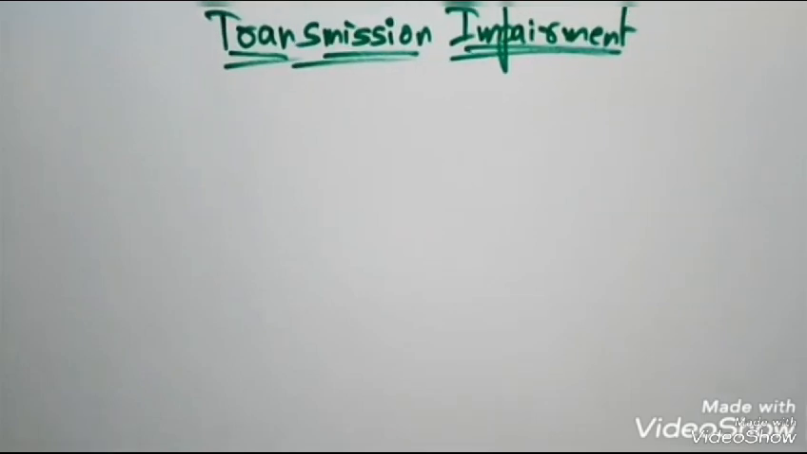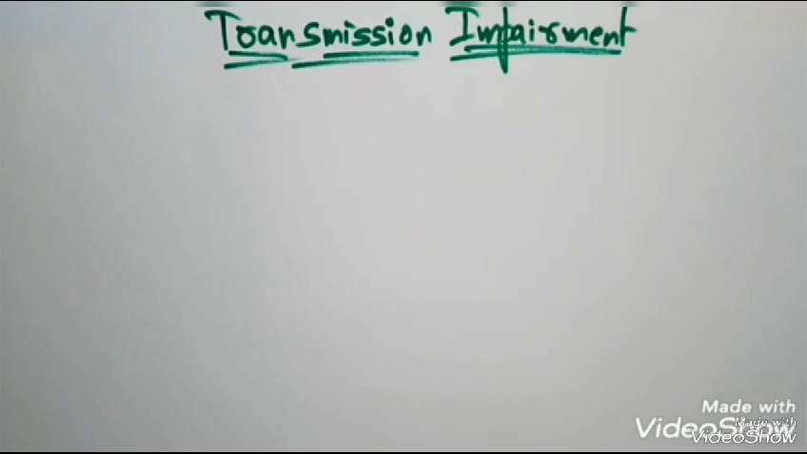Hello students, coming to the next point, that is transmission impairment. In this video we are going to learn about transmission impairment. We will describe what transmission impairment is, and also discuss the causes of transmission impairment with the help of some examples and diagrams. So let us see what is transmission impairment.